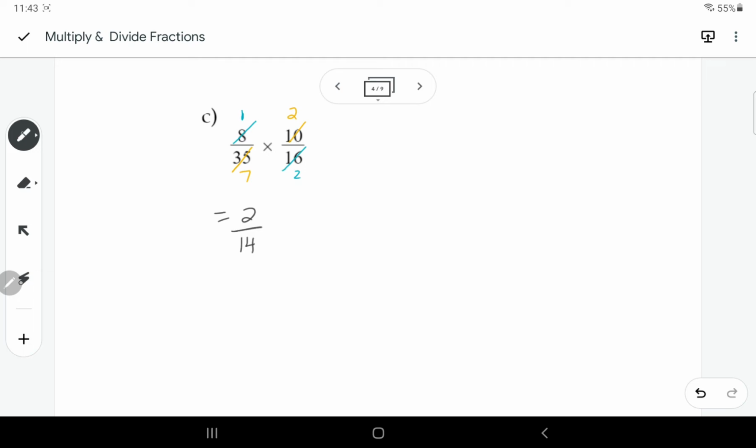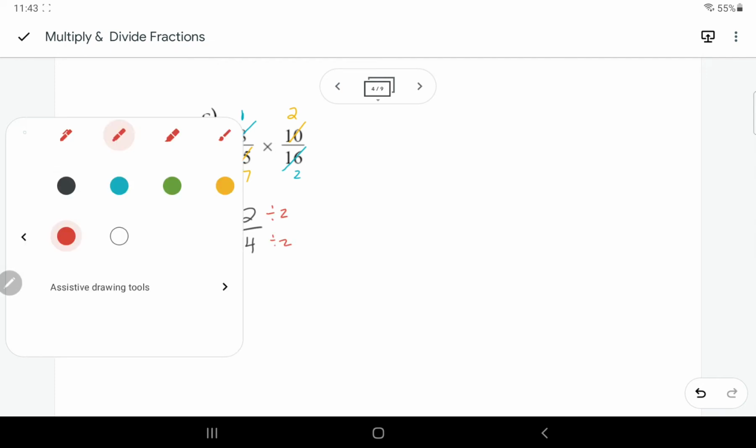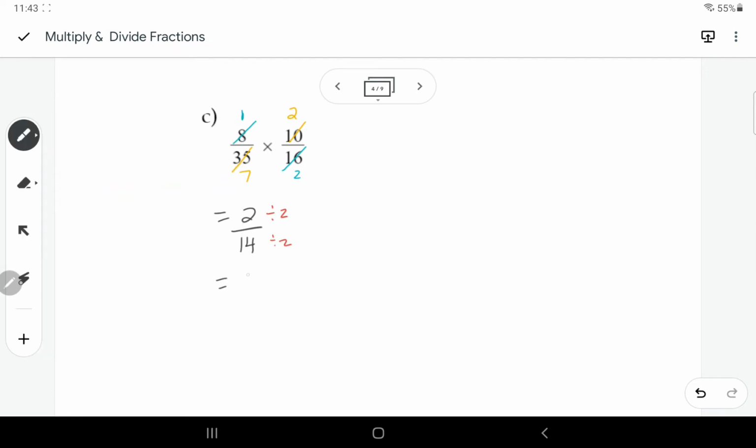Now, by doing this reducing, you won't always have your final answer in lowest terms, but it gets it a lot smaller because I didn't have to do 35 times 16. That would have been huge. But here I do see that I could reduce, both of these numbers are even, so I'm going to reduce that fraction. 2 over 14 is equal to 1 over 7.